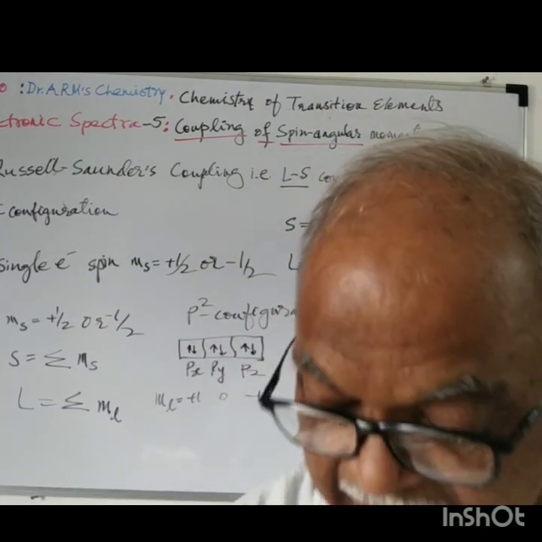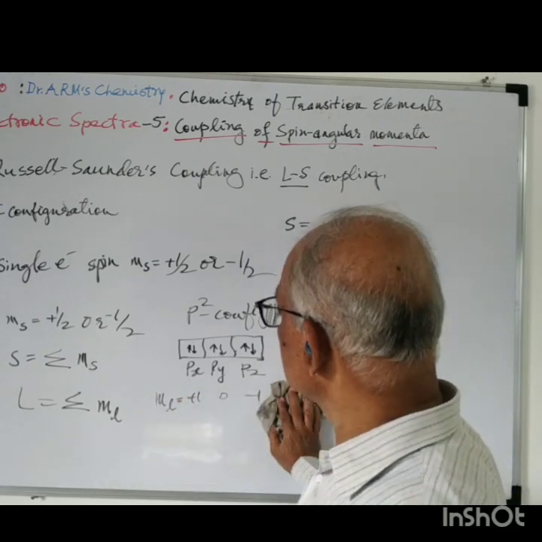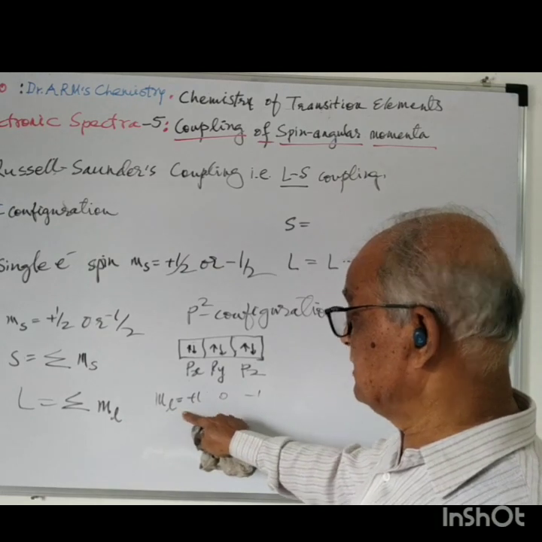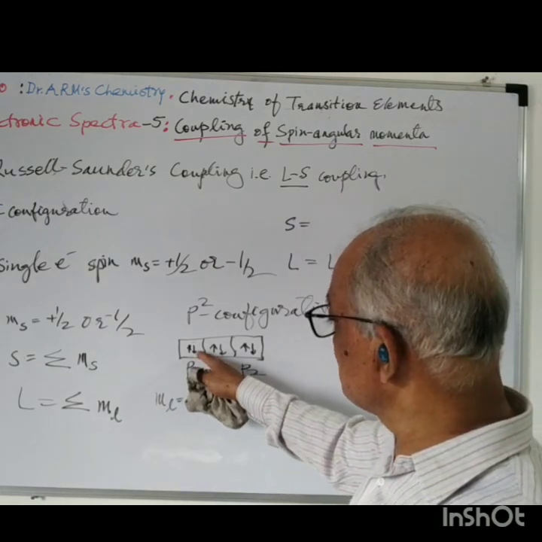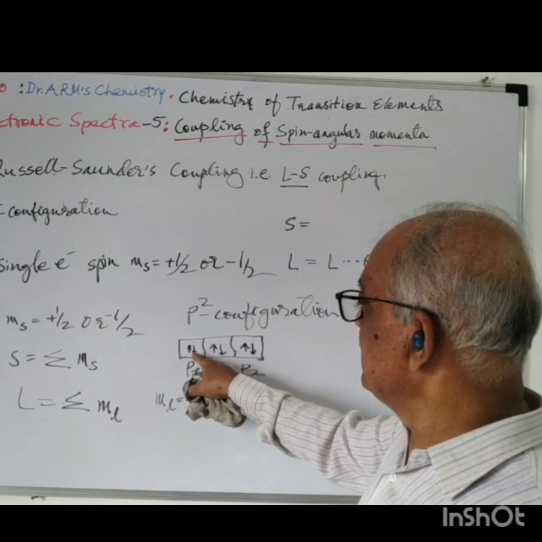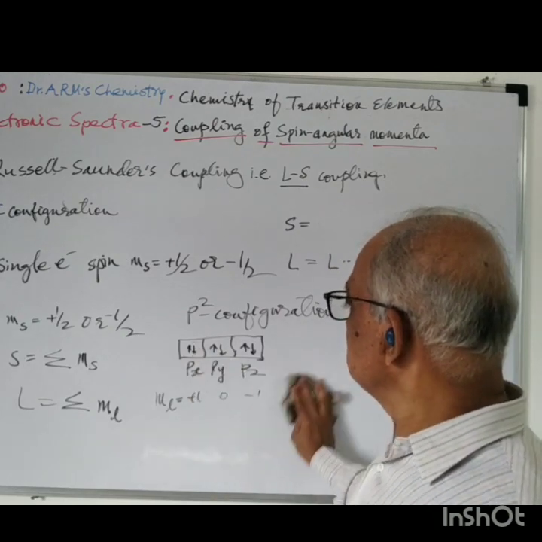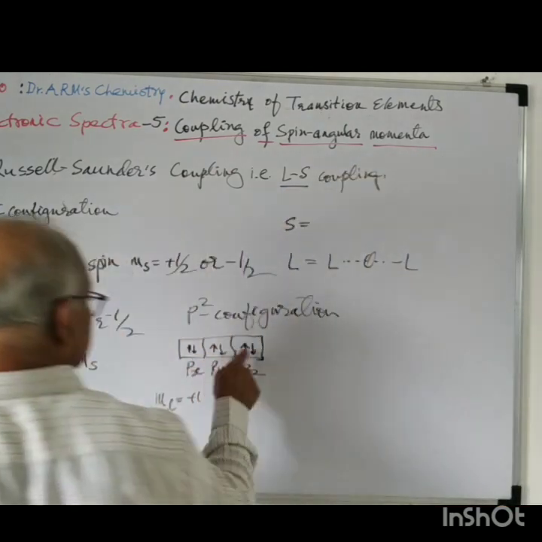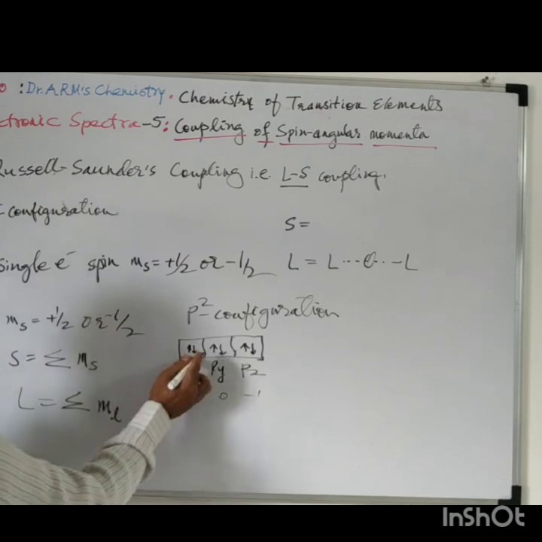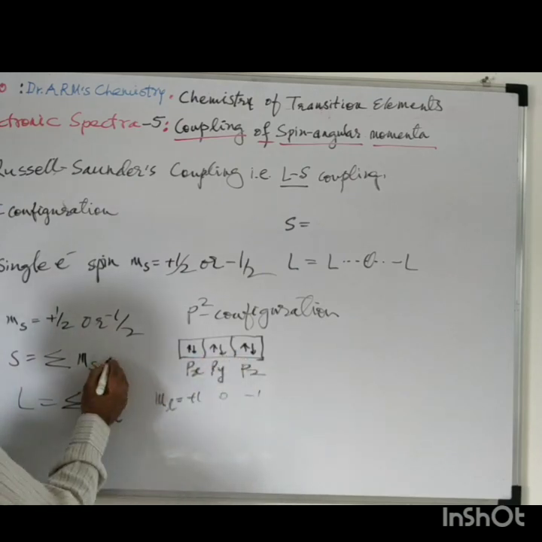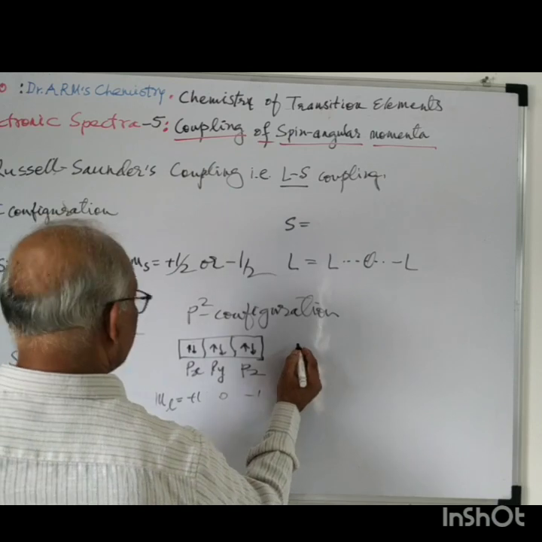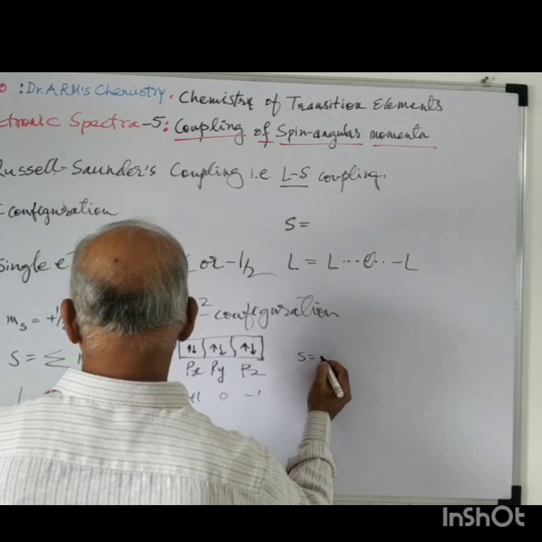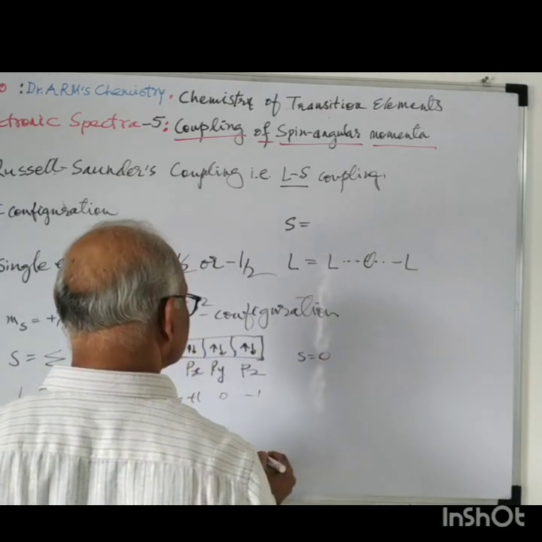So in this way, you have to choose the maximum value of this ml. Similarly, we have to choose the maximum value of this spin quantum number. So we know how to find out these values. For here, in this case, the ms value, there are 6 electrons. The S value, that is the total spin quantum number value, is the sum of these, which is 0.